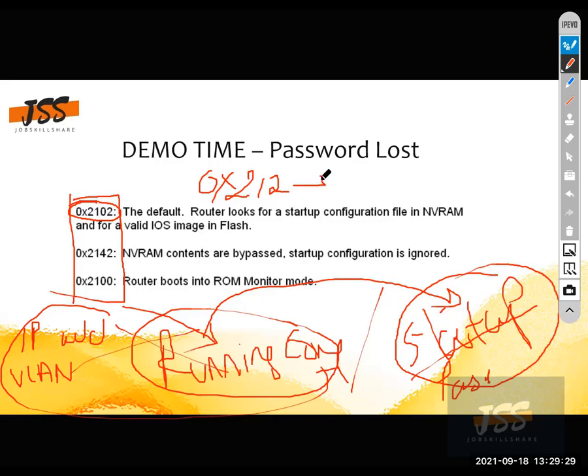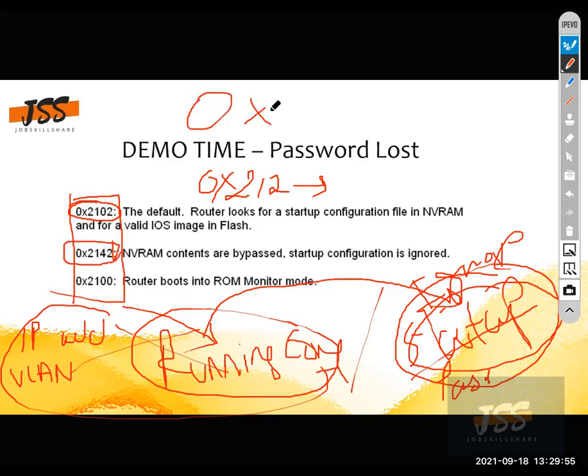So it means when this thing is enabled, it will always look for startup configuration. But you remember our password, it's saved where? In the startup configuration. What if we ignore this startup configuration? That is the thing there we come here. 0x2142 will ignore the startup configuration. It means it will bypass everything and we will be in the console without asking any kind of password.